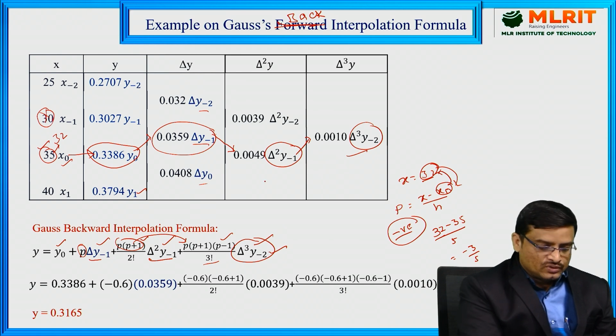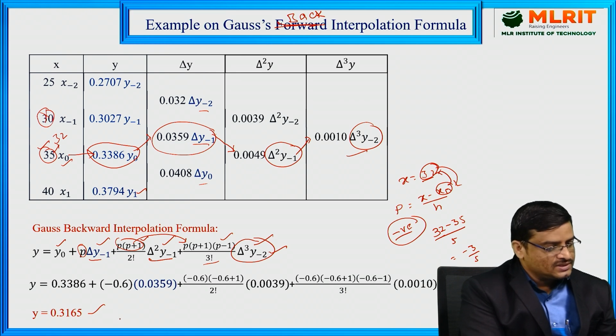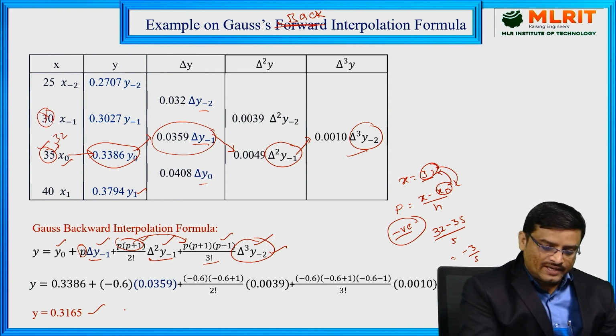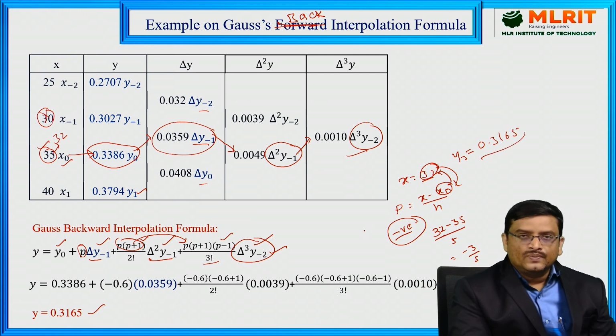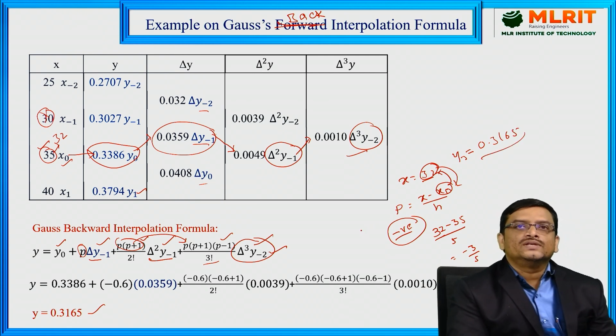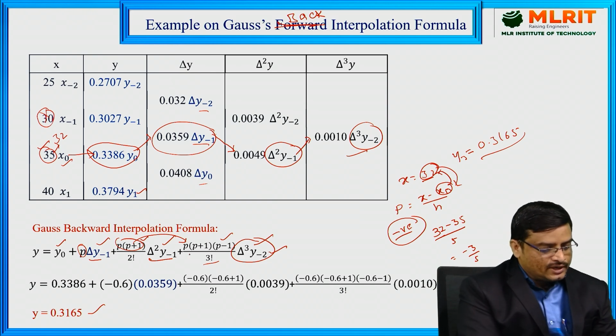Now you substitute all these p values in this standard formula, and you will get our y value. Y is nothing but the value of y at x equal to 32. So when x is equal to 32, we got our y value equal to 0.3165. This is the way we can apply this Gauss backward interpolation formula, and from this central difference table we have seen how to construct the Gauss backward interpolation formula.